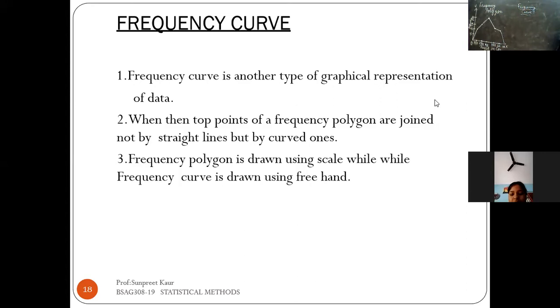So, the top points of frequency polygons are joined not by straight lines but by curved ones. Frequency polygon is drawn using a scale while frequency curve is drawn freehand. So, what we have done now, we have taken all the figures from the frequency polygon. We will also make the frequency curve from the same figures, right? The difference would be that it would be curvy, right? So we will be starting it now, students.